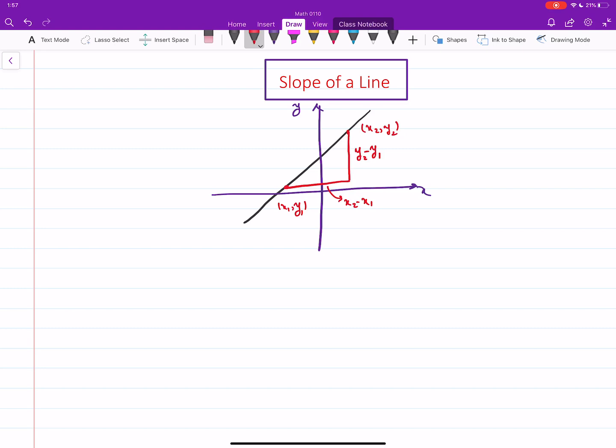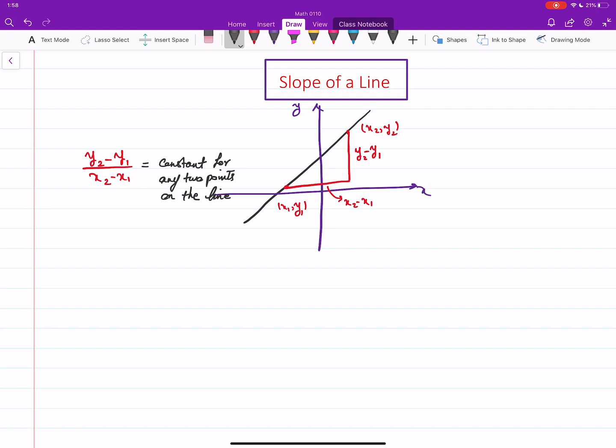If someone finds this ratio, it has an interesting property. No matter which 2 points of the line you pick, this ratio will stay the same. It's going to be constant for any 2 points on the line.